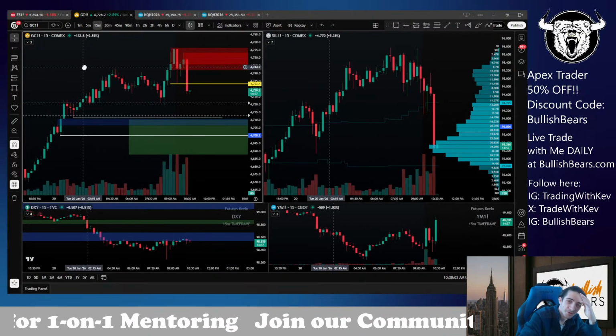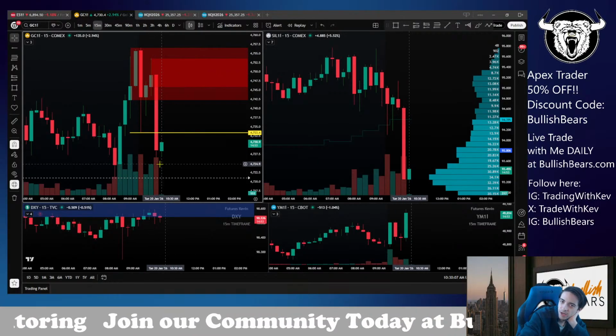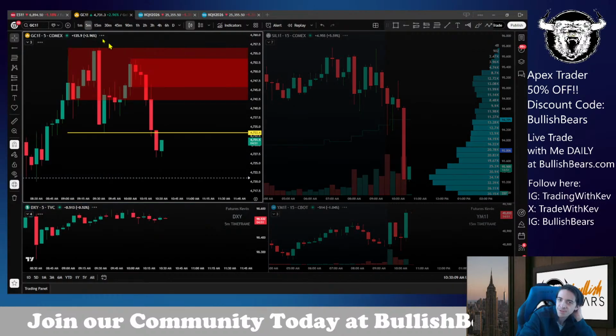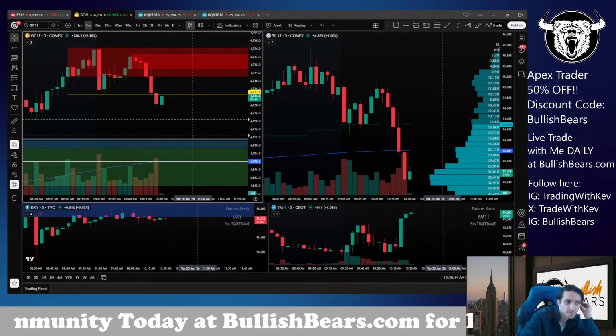Let's see. Gold selling off real good there. 15-minute gave it a nice basing drop. I would look for continuation on this 15. So anything here, I would see as a pullback entry to go short.